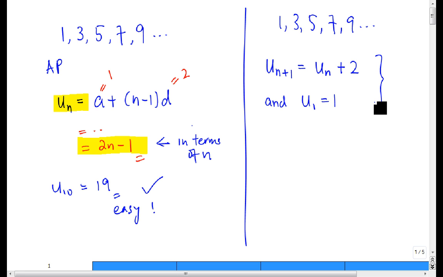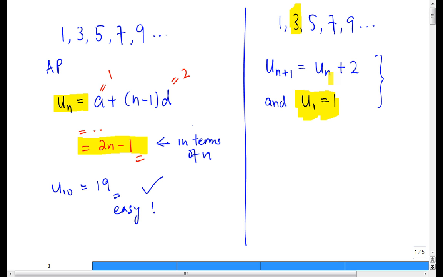What do I mean by this? All I'm saying is the next term is the previous term plus 2. That means U2 is equal to U1 plus 2. Is it the same? And U3 is equal to U2 plus 2. And I also define the first term, U1 equals 1. With the combination of these two, I can define the same series. Does it make sense? They are the same.